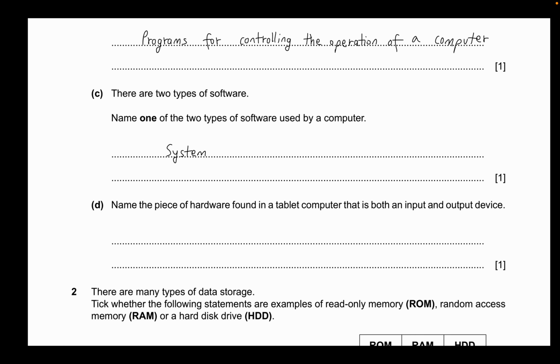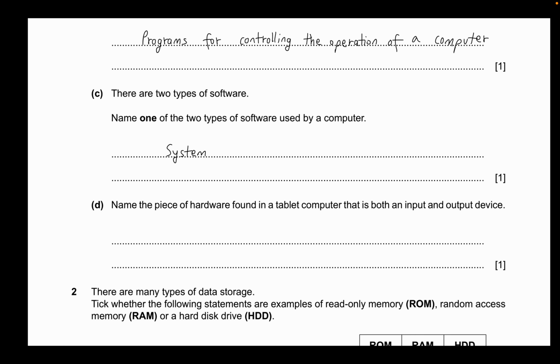Okay? Next question. Name the piece of hardware found in a tablet computer that is both an input and output device. So, if you look and observe a tablet computer, what is something that shows you the output as well as the input? It can't be the microphone, because a microphone is an input device in the tablet. It can be the screen. Can it be the screen? It can be the screen.